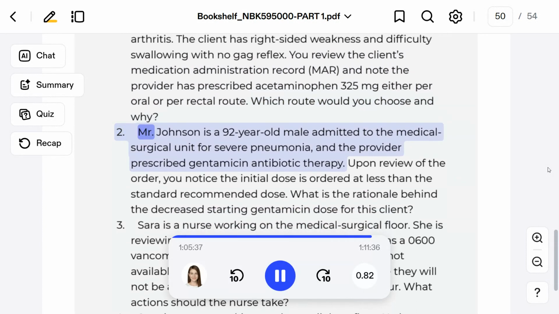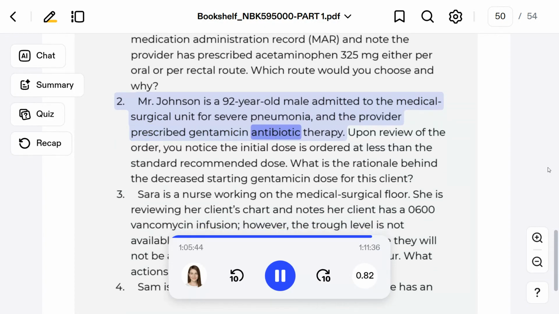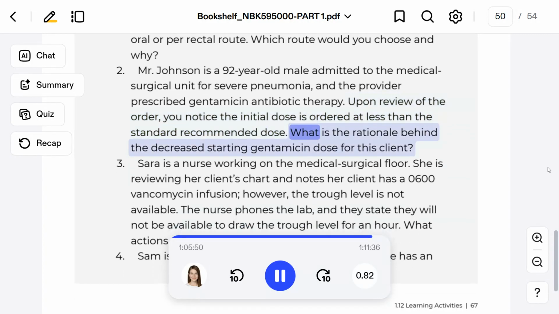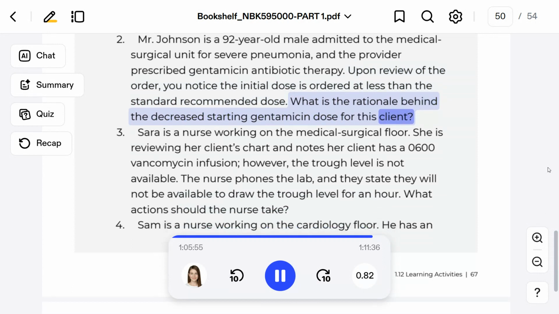2. Mr. Johnson is a 92-year-old male admitted to the medical surgical unit for severe pneumonia, and the provider prescribed gentamicin antibiotic therapy. Upon review of the order, you notice the initial dose is ordered at less than the standard recommended dose. What is the rationale behind the decreased starting gentamicin dose for this client?